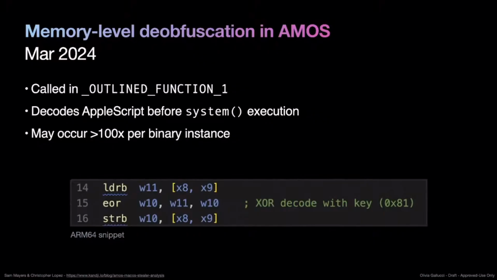This assembly snippet shows part of an ARM64 loop. It loads a byte, it XORs it, and then it stores it back. This looped function is then used over 100 times within a single binary to decode the strings, including the AppleScript used on the previous slide. The decoded string is then passed to system for execution, ensuring that the malicious logic never exists in plain text on disk. This is where we need to shift gears.